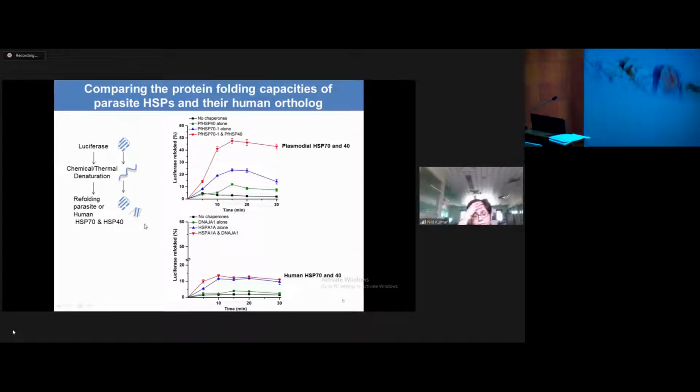So we did a series of biochemical assays, and I'm just showing representative examples. We used aggregation-prone protein, thermally and chemically denatured it, and refolded it in presence of the parasite chaperones and human chaperones. And to our surprise, we found that the plasmodial HSP 70 were better in refolding the aggregation-prone protein in comparison to the human orthologs.